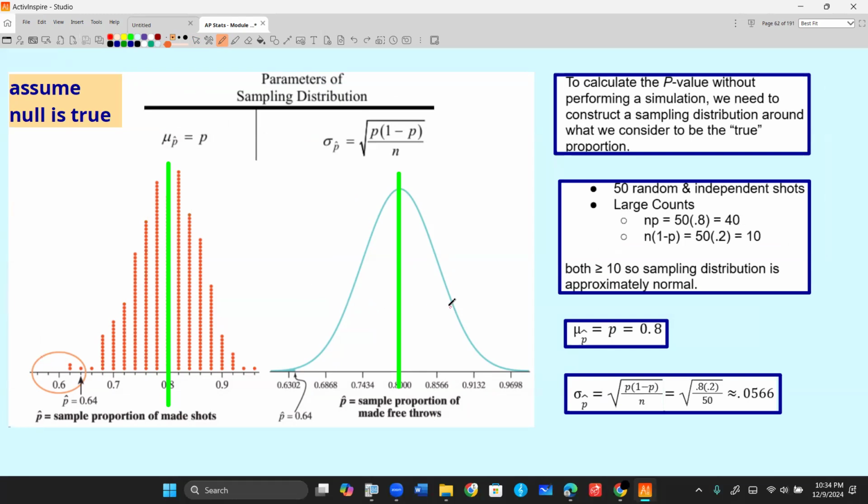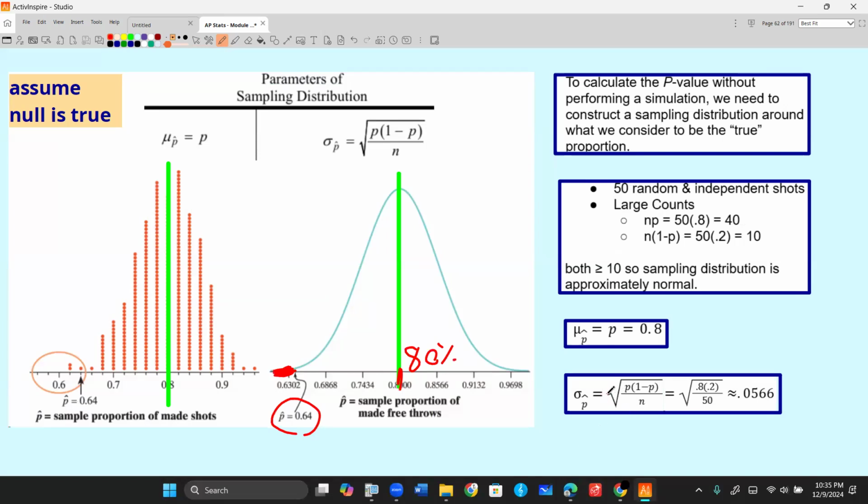We can actually model this with a normal distribution. Notice they look very similar to a normal distribution when you get enough dots in your dot plot to simulate that. So we're going to go back to our sampling distribution parameters to be able to calculate that normal curve and figure out the standard deviation. To do that, we need to construct a sampling distribution around what we consider to be the true proportion. So remember, we assume the null is true. So there's your 80% right there from that free throw shot. And then we get a sample at 64%. We say, hey, that's a pretty small likelihood of that happening. I think that's false. And we can calculate that using this formula.